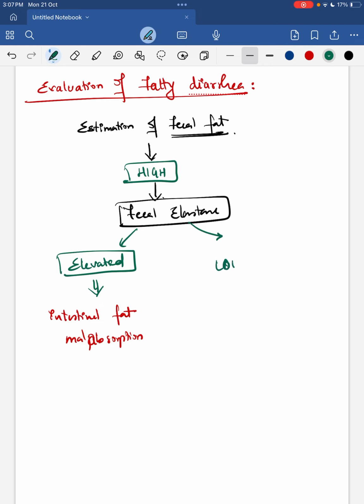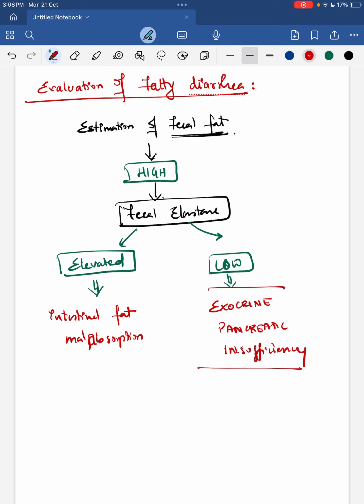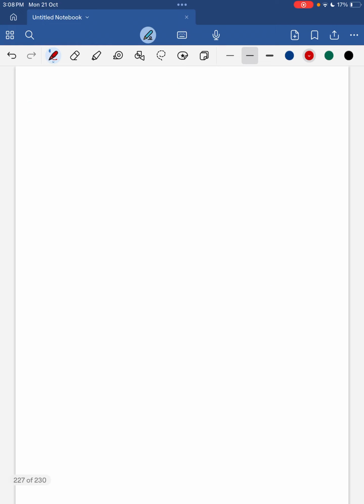Okay, so this is how you evaluate a child with steatorrhea. Next, you have a stepwise evaluation of a child with chronic diarrhea. Initially you have to do a routine CBC, ESR, glucose, stool microscopy and stool culture.